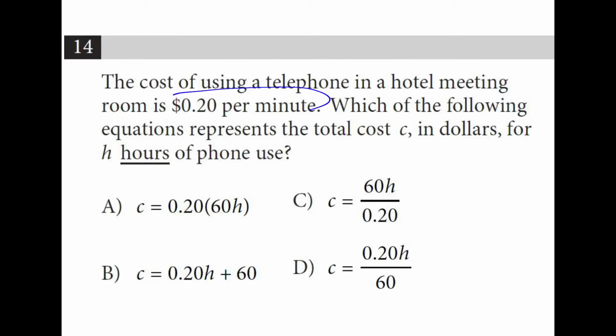So the cost is 20 cents per minute, and they want to know about hours of phone use. So if I multiply this by 60, that'll give me the rate per hour, and then I'll just put an H on at the end.